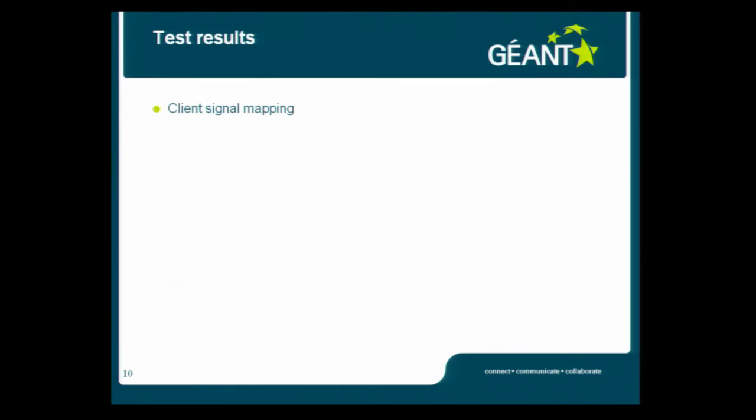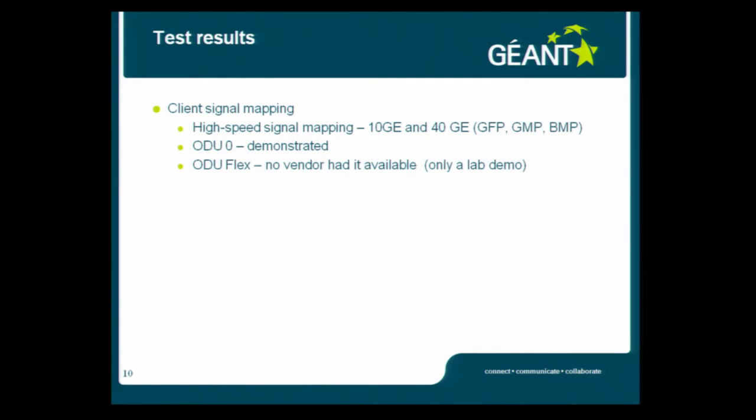So, test results. Mapping client signals. There is quite a lot of information in the final deliverable. You can take a look at exactly what they mapped in, and exactly what they mapped it to. What I wanted to say here is that the different mapping and framing procedures were successfully demonstrated, and ODU0 was successfully demonstrated.